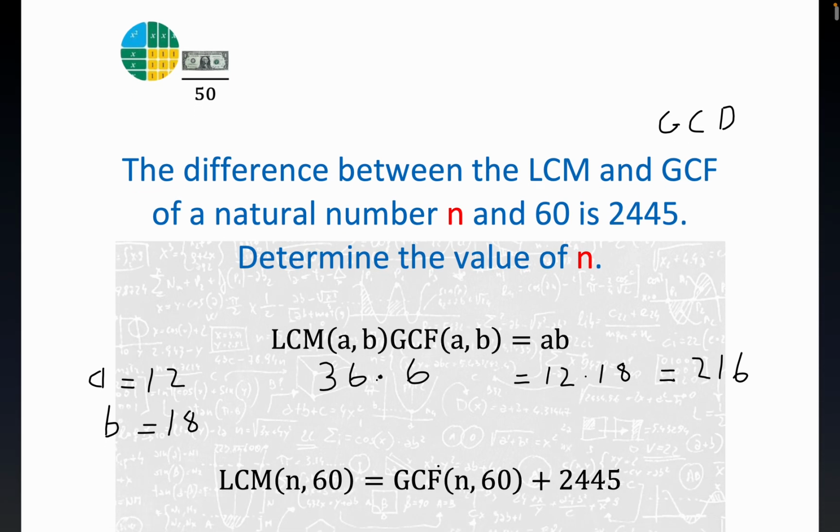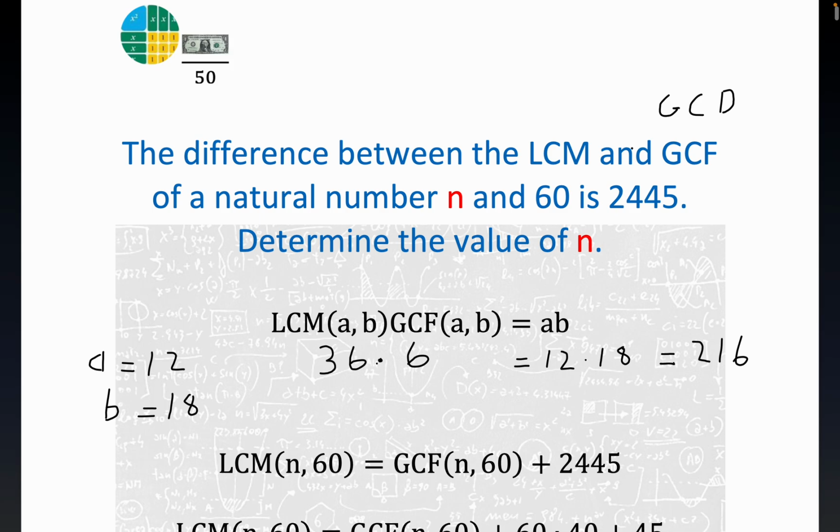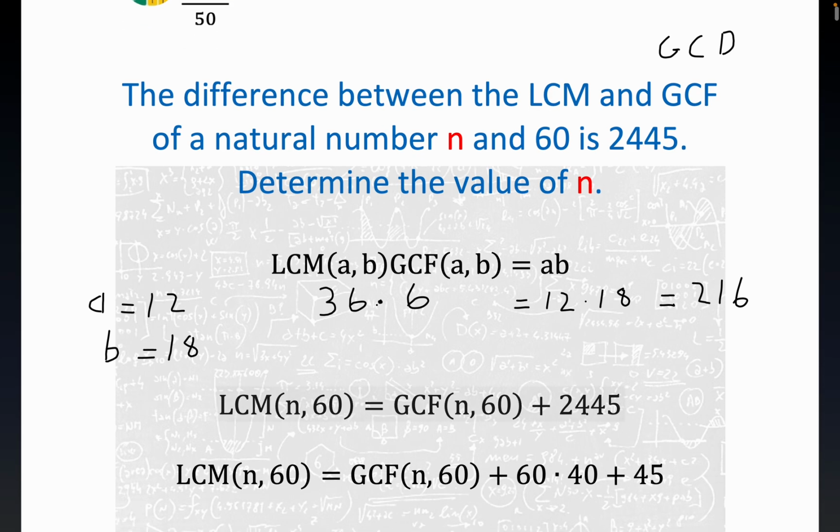Now this statement right here is nothing more than a statement of what the problem says. The difference between the LCM and GCF is 2445. Remember, we're trying to find n here. Now it's useful to re-express this. It's useful to divide this by the 60 that you see. So we divide 2445 by 60 and we get 40, with 45 as a remainder.